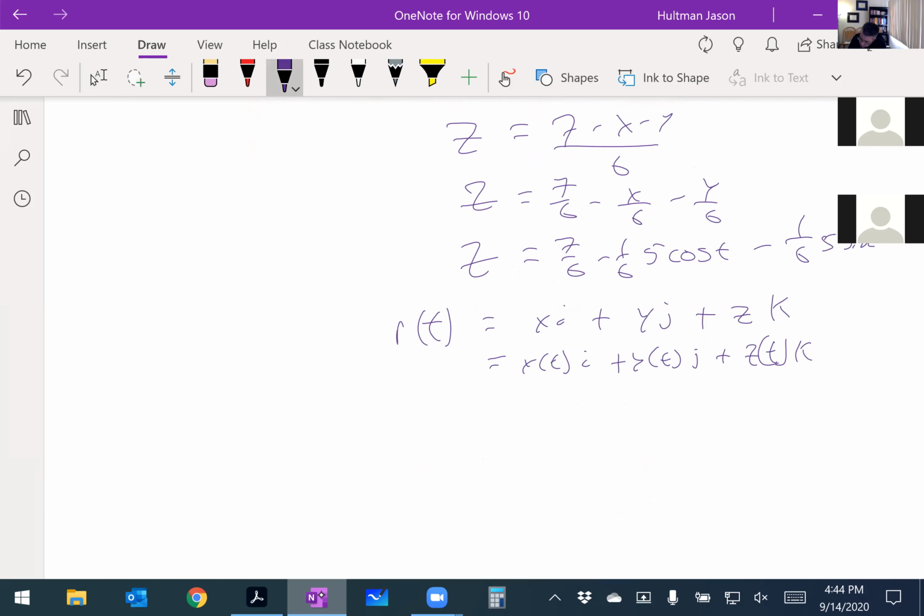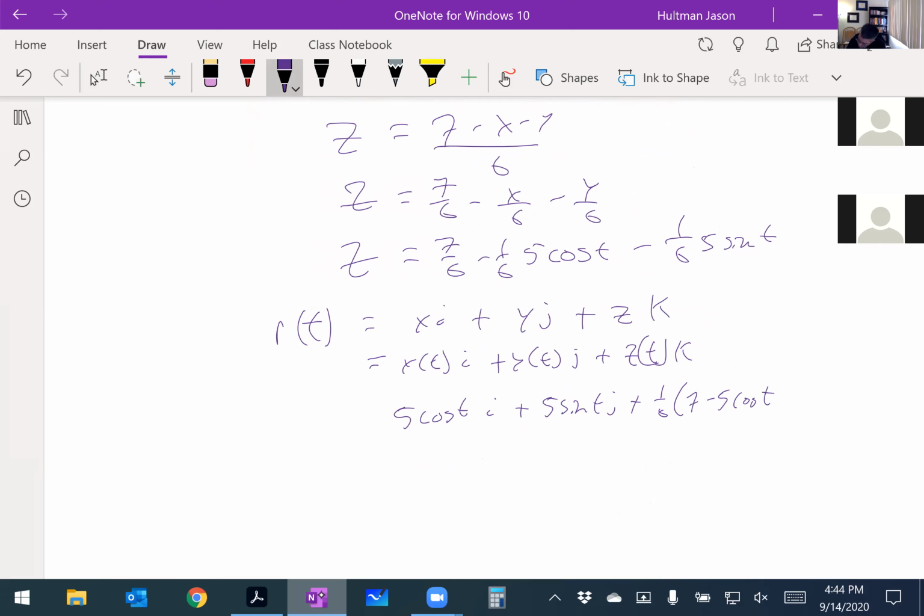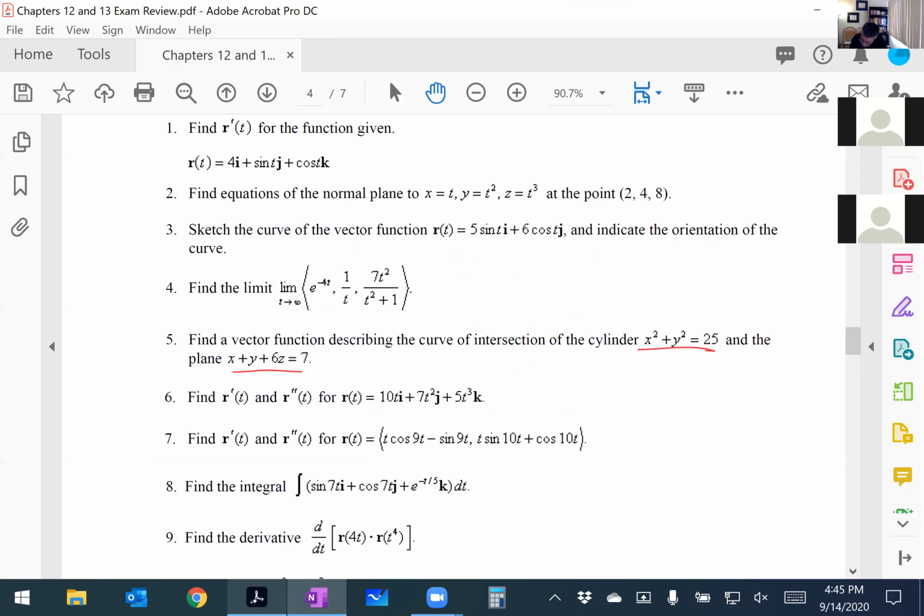So what is x of t? Well, we already knew that. That's 5 cosine t i. What's y of t? 5 sine t j. And what's z of t? Well, z of t is this whole thing. This is 1/6 times 7 minus 5 cosine t minus 5 sine t k. I think that's it. I think we're good. Is that good?